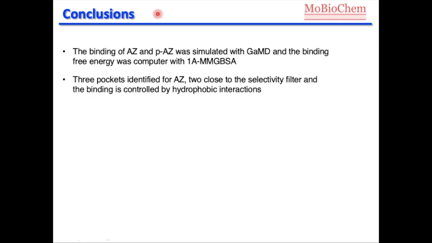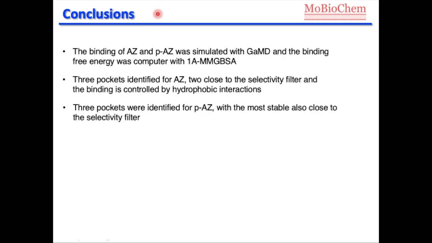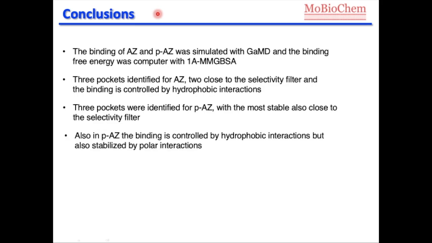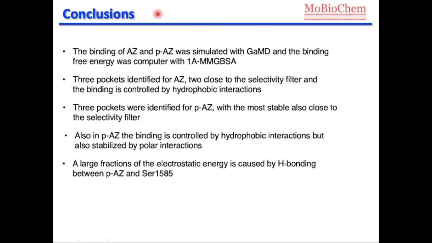3 stable pockets were identified for p-diaminoazobenzene, where the most stable was also found inside of the central cavity of the channel, close to the selectivity filter. Also, in this case, the binding is controlled by van der Waals interaction, but is also stabilized by polar interaction with polar residues. In the case of the most stable pocket, a large fraction of this electrostatic energy is caused by hydrogen bonding between the ligand and serine 1585. So overall, p-diaminoazobenzene is able to bind to the channel stronger than azobenzene.